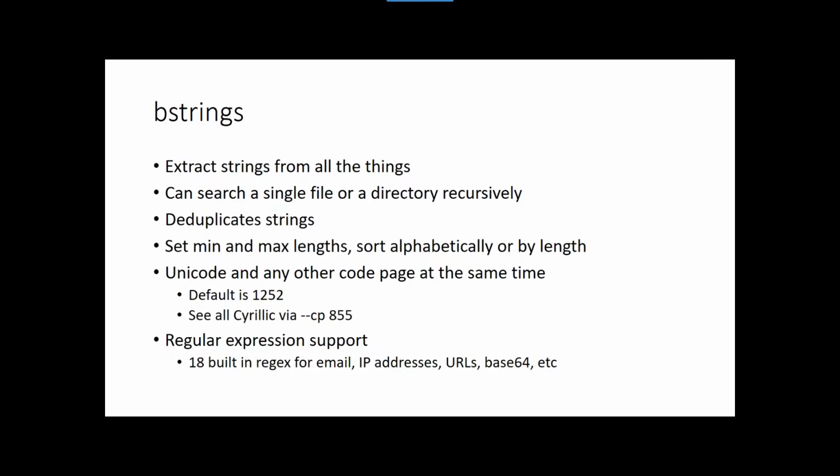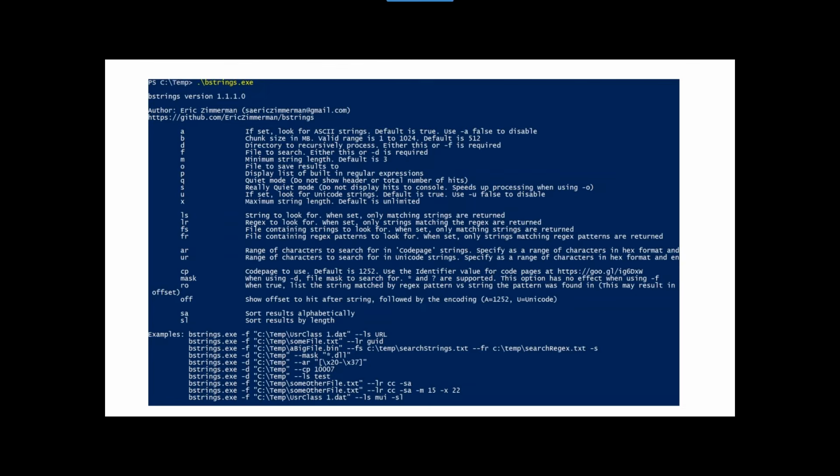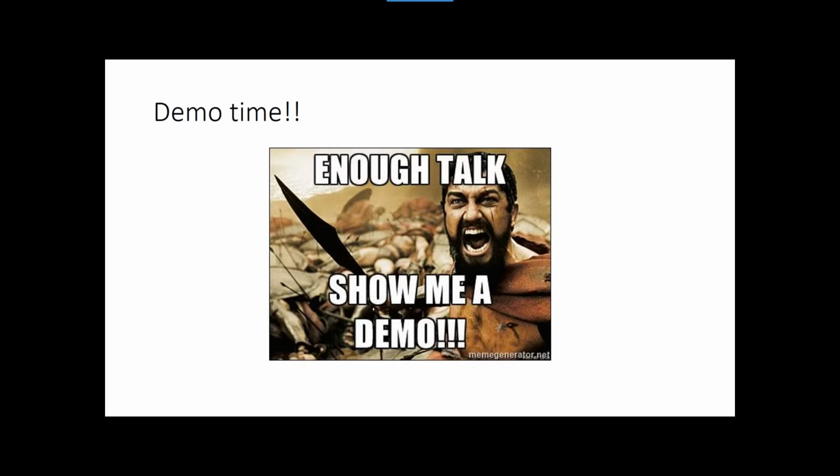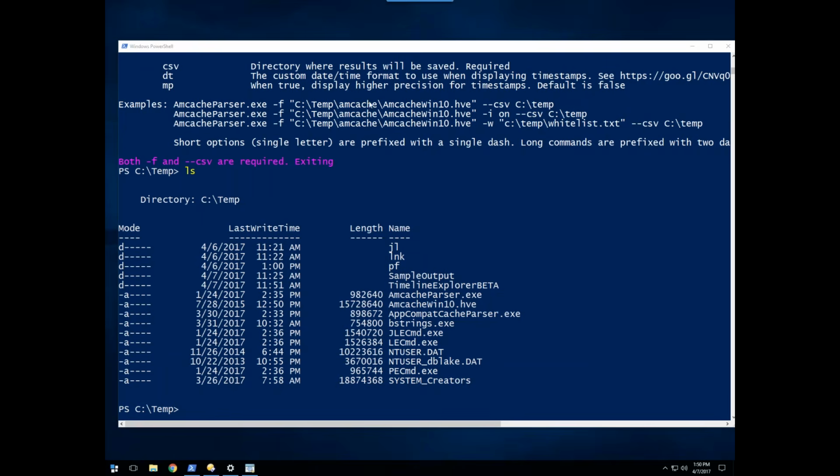When you run it without anything, you get hammered with options just because it can do quite a bit. But this is where we're going to actually start in a second. I'm going to bounce out and we'll actually start running this. Okay, so I have a list of things that we'll do with bstrings, and then I'll show you Timeline Explorer as well. So with that, let's do a demo.